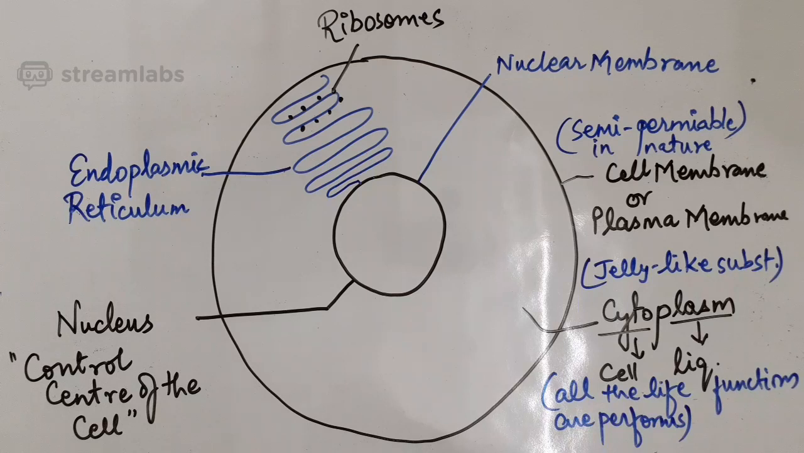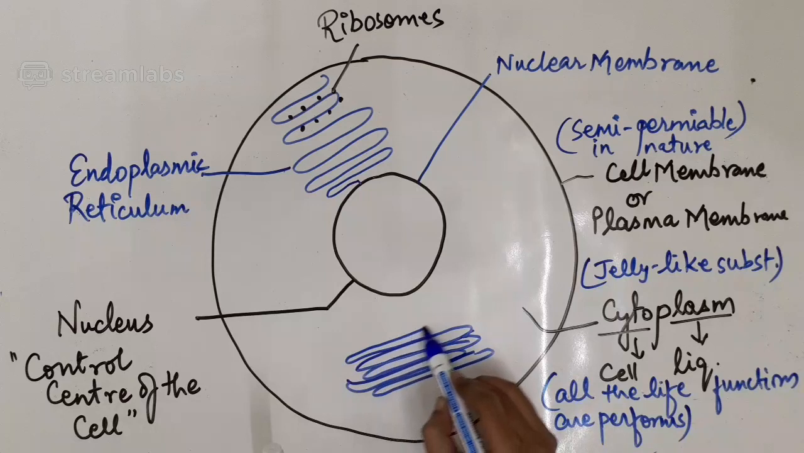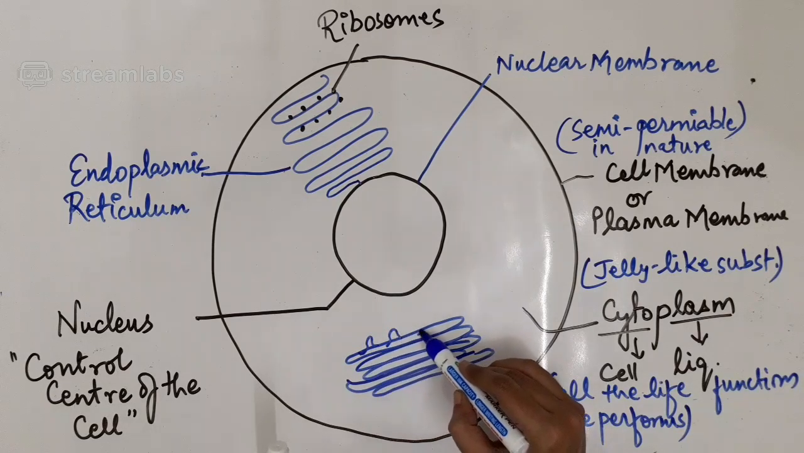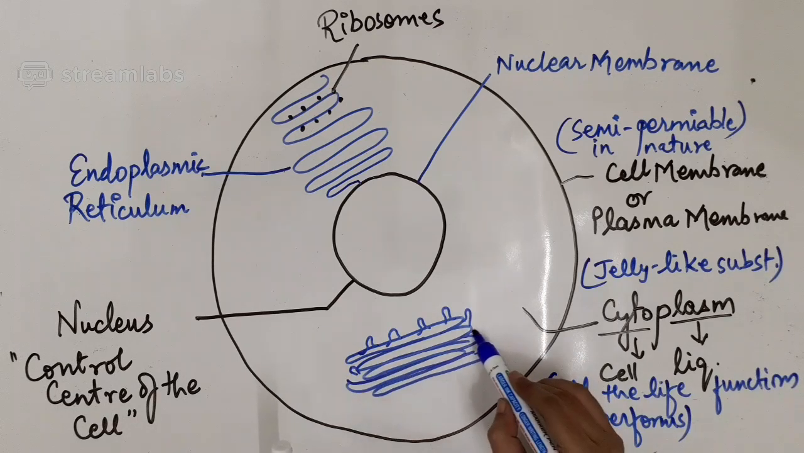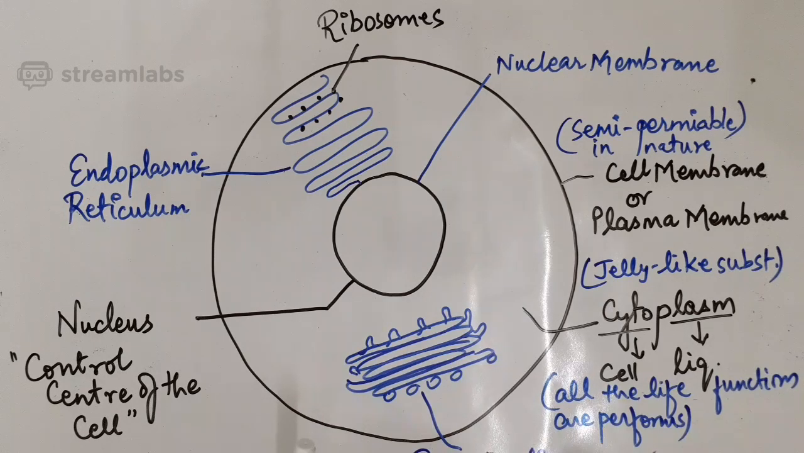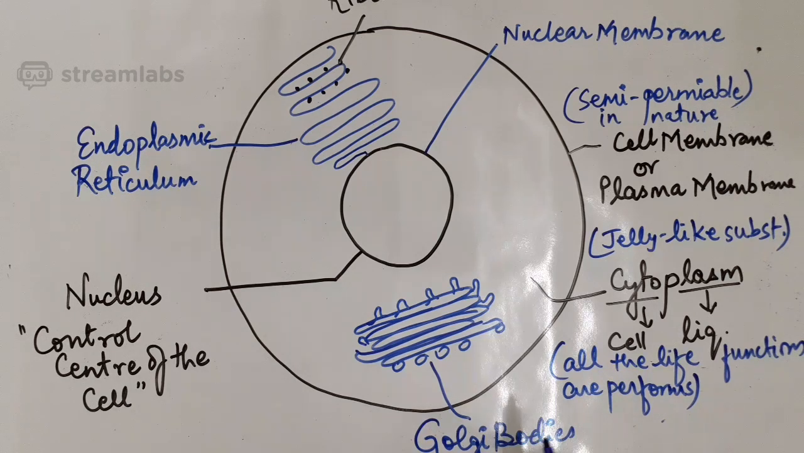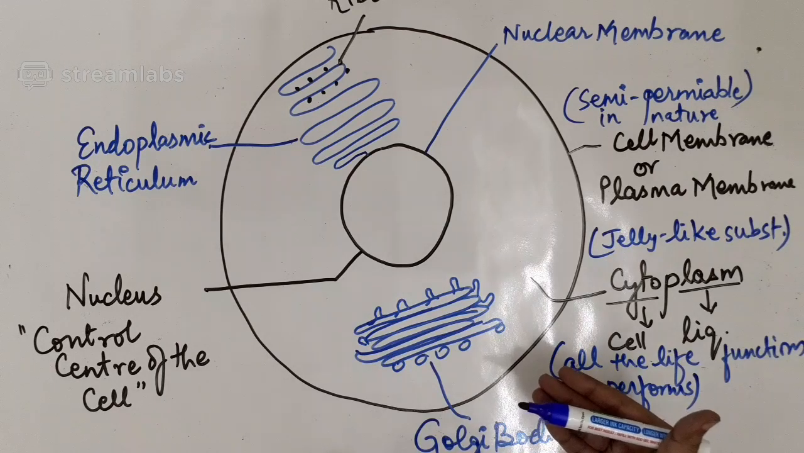Apart from this, there is a structure called Golgi bodies. Golgi bodies appear like stacks having small spherical outgrowths, which does the function of secretion. That's why the Golgi bodies are also called secretion or secretory bodies. They help in the transportation of materials within the cell or outside the cell.